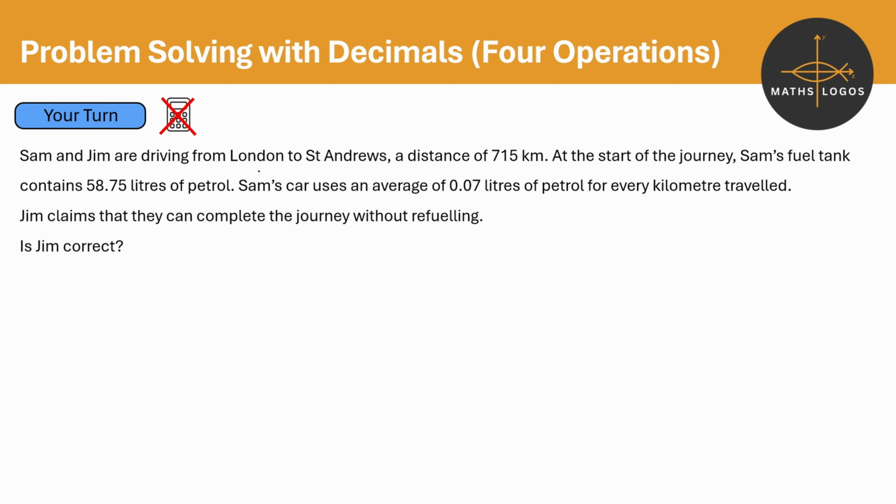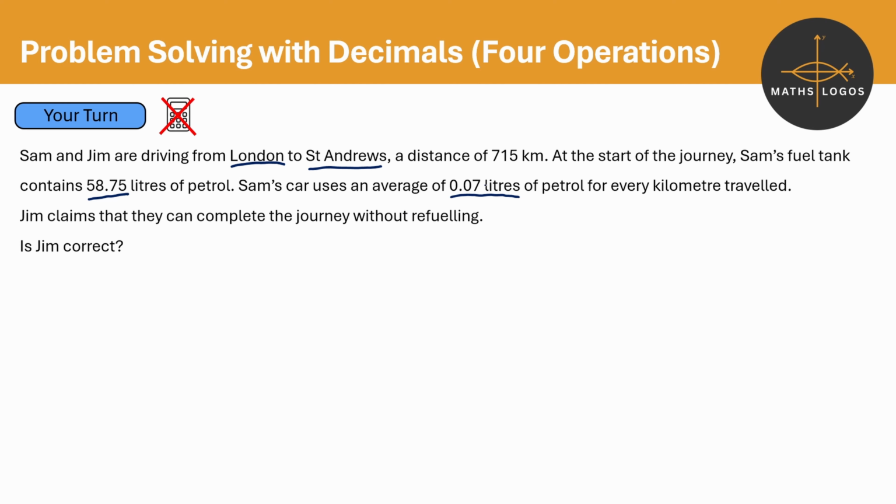Let's have a look. Sam and Jim are driving from London, so that's in the south of England, to St Andrews, which is in Scotland, a distance of 715 kilometers. At the start of the journey, Sam's fuel tank contains 58.75 litres of petrol, and Sam's car uses an average of 0.07 litres of petrol for every kilometre travelled. Jim claims that they can complete the journey without refueling. Is Jim correct?